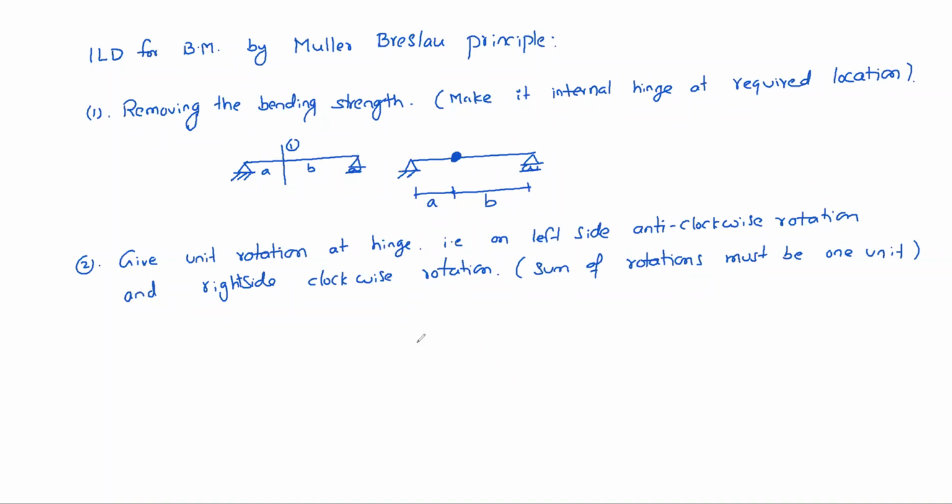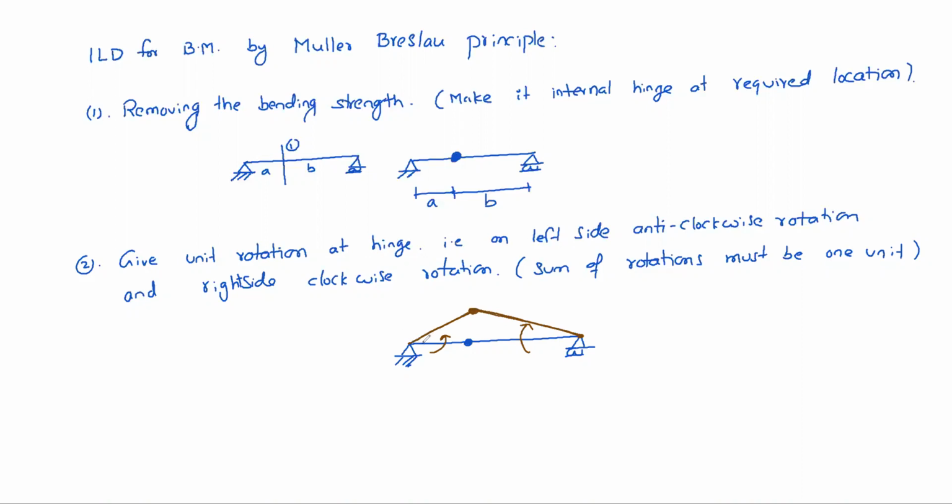Here is how to give rotation. This is the simply supported beam having a hinge here. If you give unit rotation, you are moving the left part in the anti-clockwise direction and the right part in the clockwise direction. Obviously, it takes this shape. It won't dislocate at the hinge, but only takes a bend at the hinge. So this is the shape.